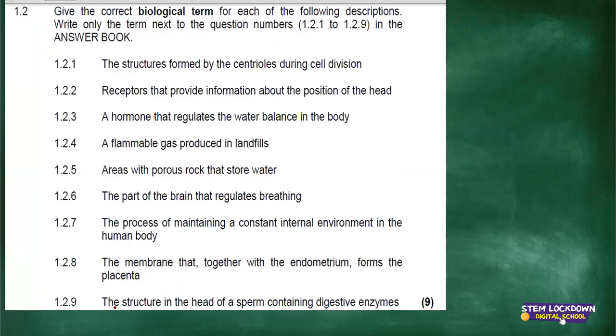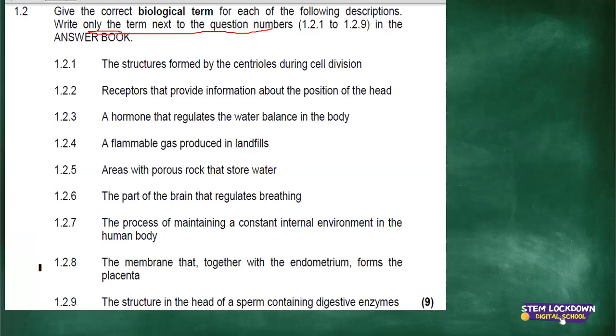Moving on to question 1.2. Give the correct biological term for each of the following descriptions. Write only the term next to the question numbers. Only the term, as it's here, next to the question numbers. Don't rewrite the whole question. You'll be wasting your time.